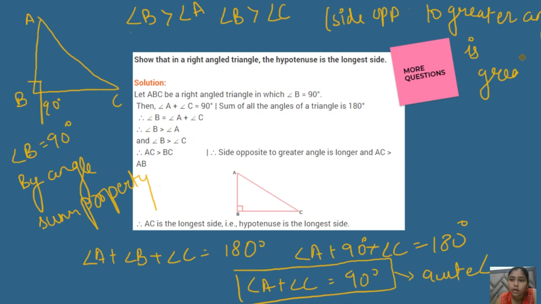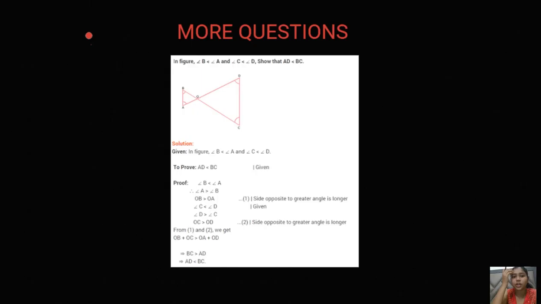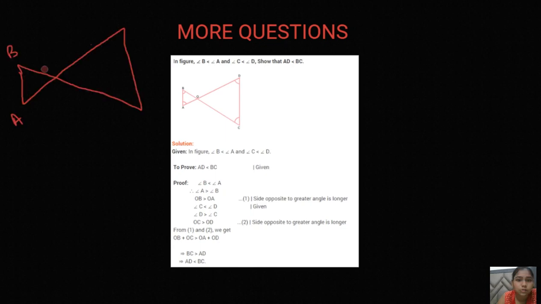Now the last question of this chapter, triangles. I think I've done enough questions so that you can understand the basics and even the concept of how to solve a particular question. So in this particular figure, there are basically two triangles, a small one and a large one. So this is B, this is A and this is O, this is D and this is C. Okay, so in this figure, angle B is smaller than angle A and angle C is greater than angle D. So show that AD is greater than BC.